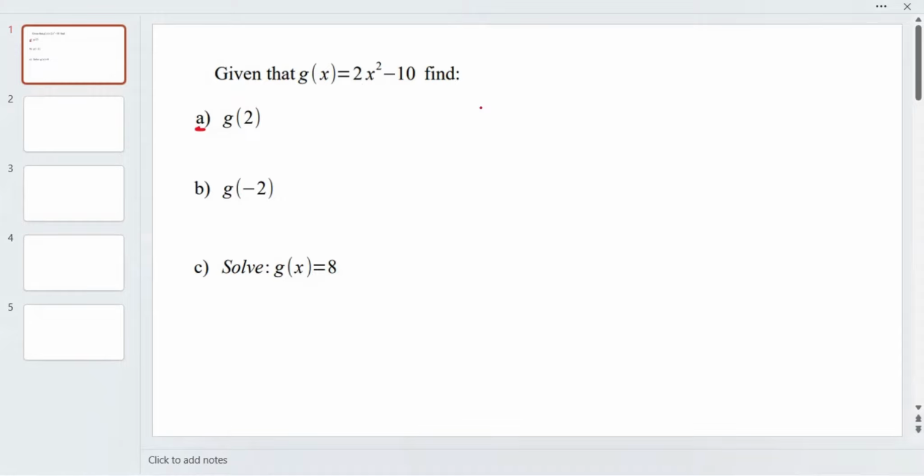What g of 2 simply means is that you have to find the value of this function when x is 2. To do that, all you need to do is substitute this value inside this function. So g of 2 means I just do 2 times 2 squared minus 10.